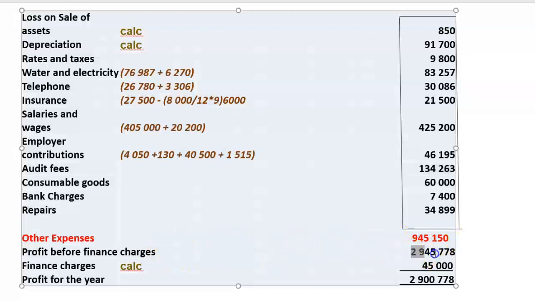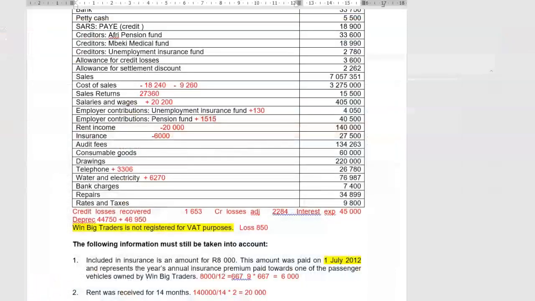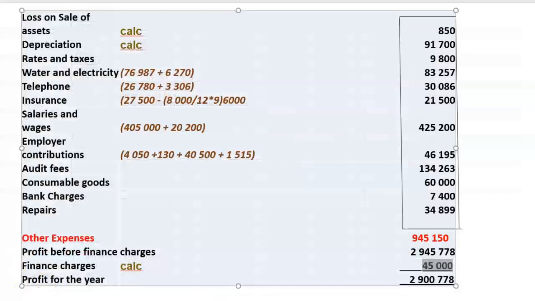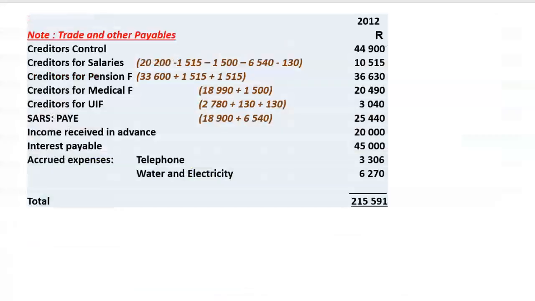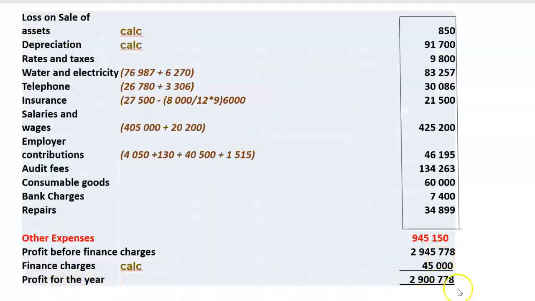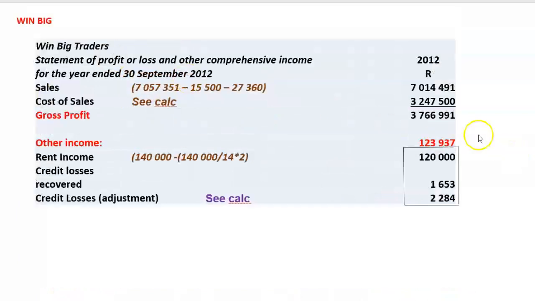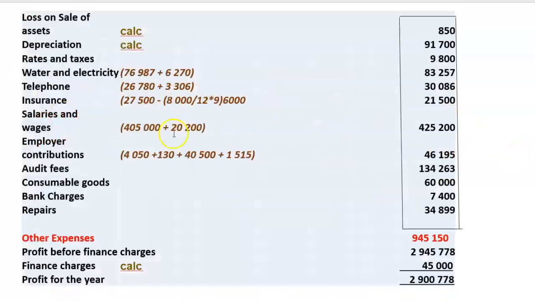Profit before finance charges was 294,5778, and then finance charges right at the bottom was 45,000. That we have calculated when we did the T account. That 45,000 gives us the total for that amount. Good. And that gives us then this net profit for the year. And net profit would be gross profit plus other income, less operating expenses, less my interest charge. That will give us then 2.9778.